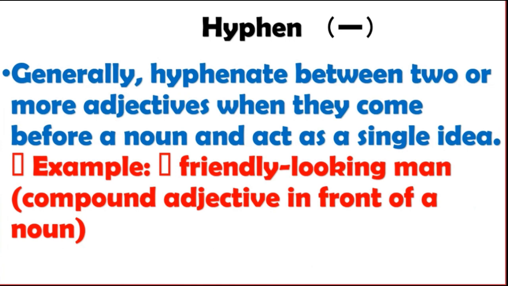When there are two or more adjectives and they come before a noun, we can use a hyphen. As I told you, friendly-looking man. I told you, the blue-eyed boy. It is the same thing, adjective.